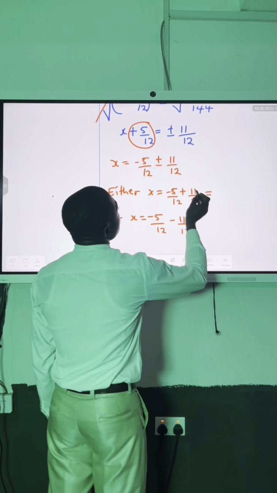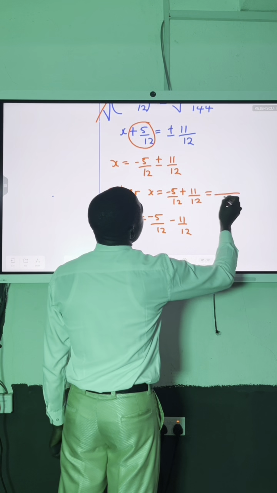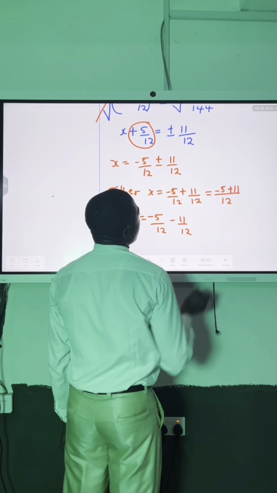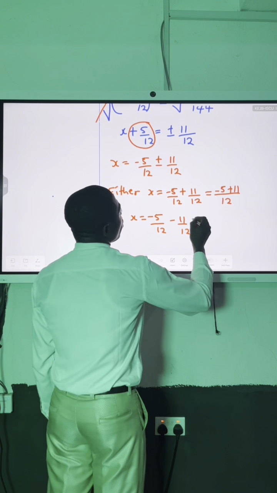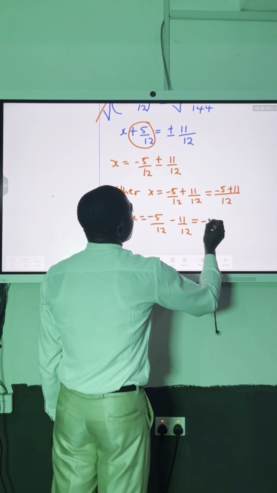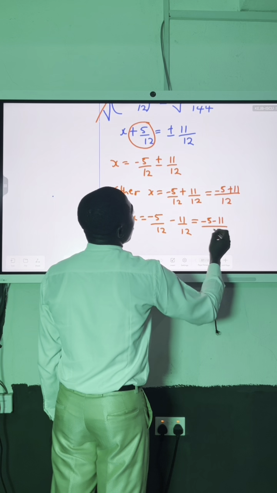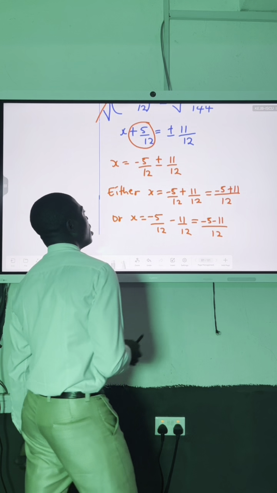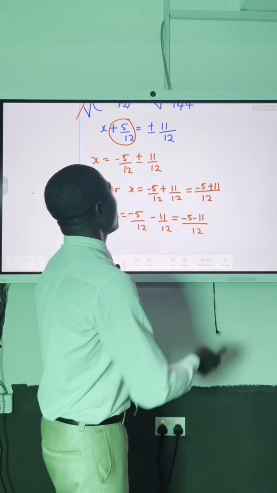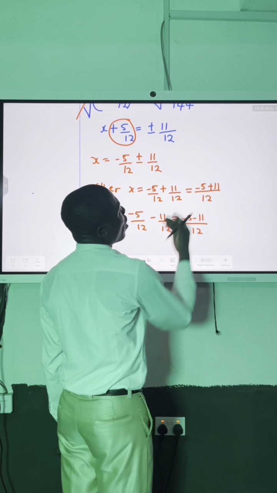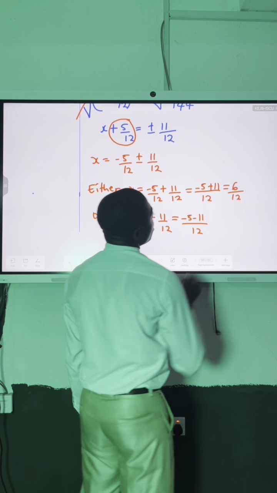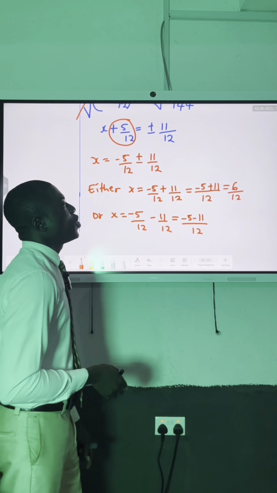The two of these fractions are like fractions, so they will share the same denominator. So we just have negative 5 plus 11 over 12. You come over here, they also have the same denominator, 12 and 12. We have negative 5 minus 11 divided by 12. Now, negative 5 plus 11, you were owing a 5, now you have 11. If you pay back the 5, you'll be having 6 divided by 12. So you have 6 over 12.